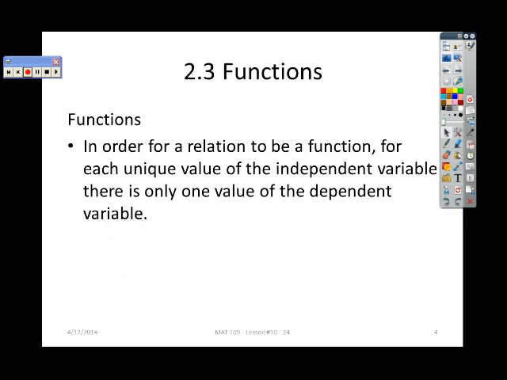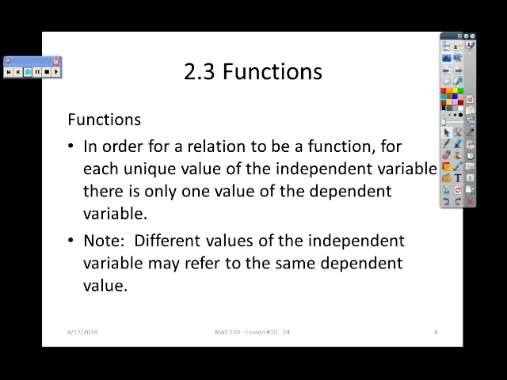So for a relation to be a function, each value of the independent variable has one and only one value out, the dependent variable. So if I give you an input value, everybody will get the same output. There's no ambiguity about which one it is. That's the limitation that a function places on a relation.